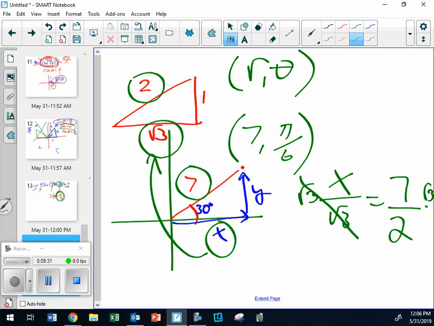Okay. Same kind of deal on the y. Y is to 1. Ooh, that's going to work slick. Like 7 is to 2. So there we go. Half of 7. Also known as 3.5. Okay, there. I got my x and y coordinates.